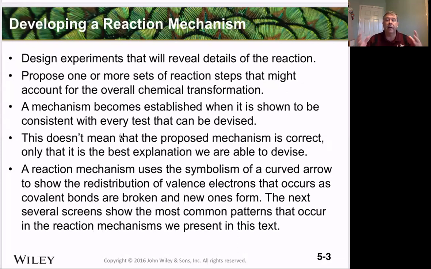Therefore, reaction mechanisms are used to help us discern what they are and how to design better experiments. A reaction mechanism usually uses the symbolism of a curved arrow showing where valence electrons are moving back and forth. Just like when we do Lewis structures and resonance, the movement of electrons, the forming of bonds and the breaking of bonds is where we see reaction mechanisms give us our most valuable information.